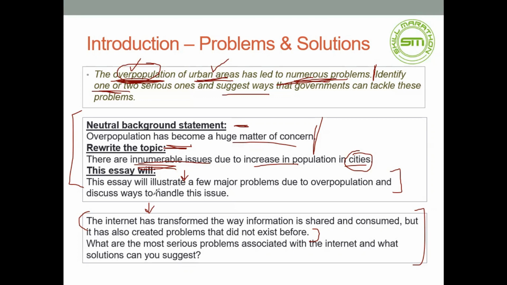The others, please send in your introduction for this question. The internet has transformed the way information is shared and consumed, but it has also created problems that did not exist before. Sure, you can take 2 to 3 minutes, don't worry, it's fine.